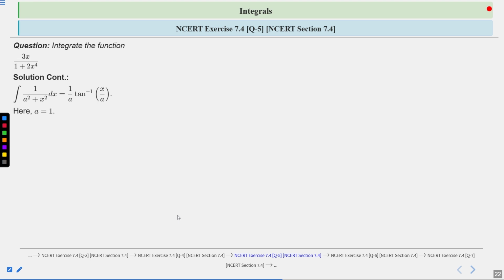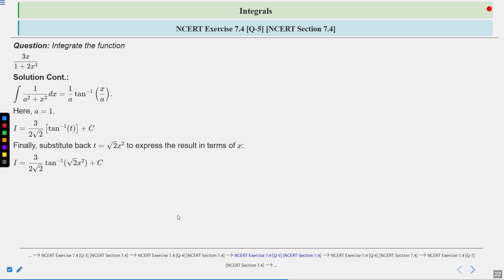Here a is equal to 1. So I is equal to 3 upon 2 root 2 tan inverse t plus c. Finally, we substitute back t equal to root 2 x square to express the result in terms of x. So I is equal to 3 upon 2 root 2 tan inverse root 2 x square plus c.